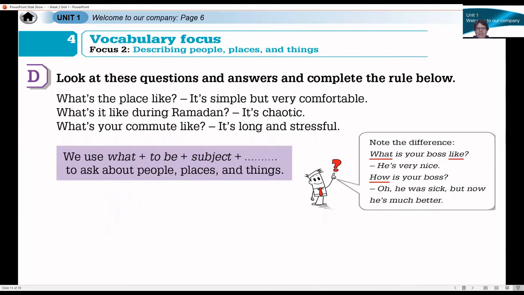This is, what's the place like? It's simple, but comfortable. What's it like during Ramadan? Chaotic. What's your commute like? It's long and stressful. Yeah, remember, what's he like? He's nice. What does she like? She likes playing games, right?